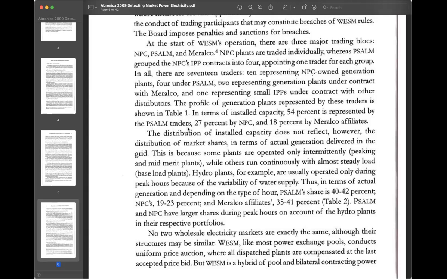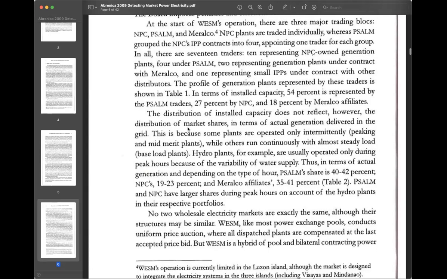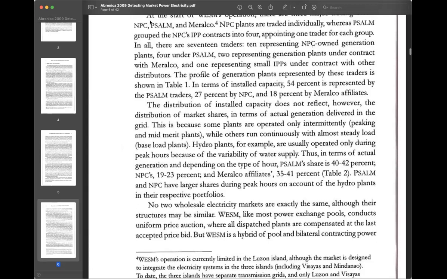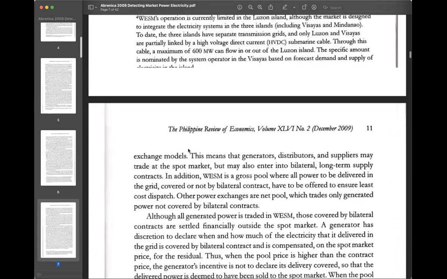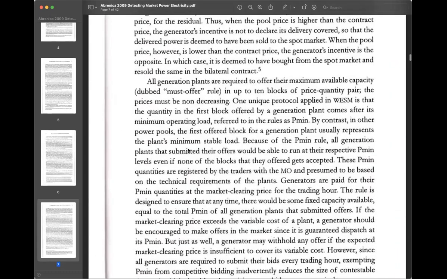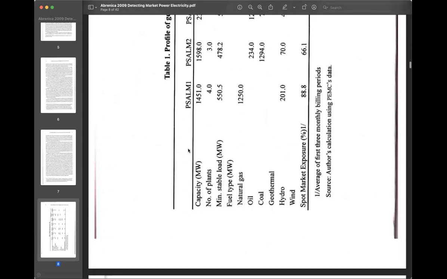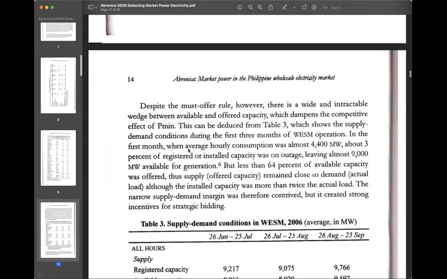So PSOM is this large group of players, right? Okay. So PSOM is actually a bunch of different sets of trading groups that's aggregated under PSOM here. So let's jump to the actual allegation down here.